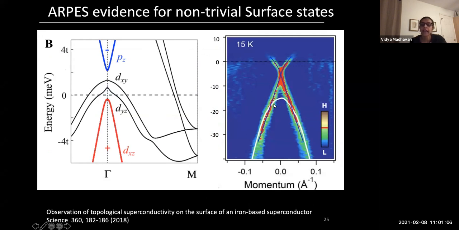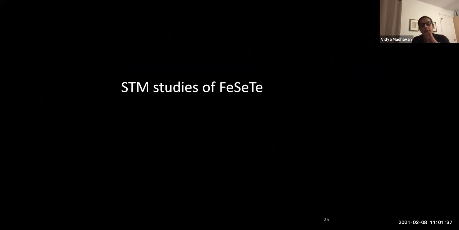They showed that this is a bulk band shown in white here. And maybe the other bulk band is up here. But inside the gap created by this band and this band, you have these linearly dispersing states. And they were able to show that these are indeed surface states. They have Dirac dispersion, and they used spin polarized ARPES to show the spin texture of these surface states. Okay, so now let's go to scanning tunneling microscopy.